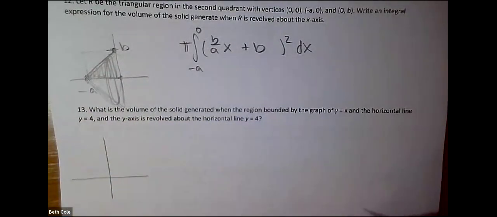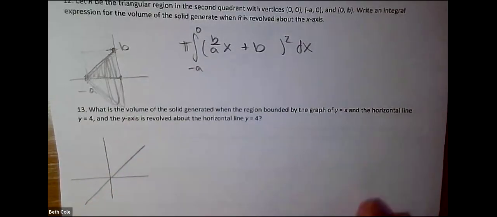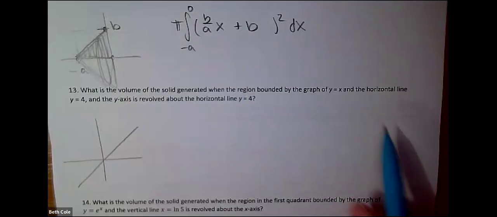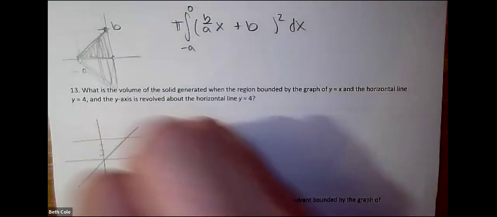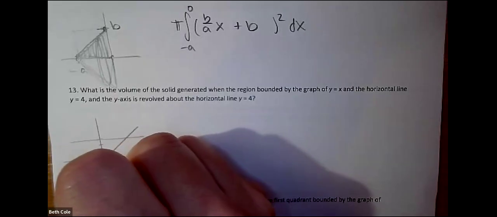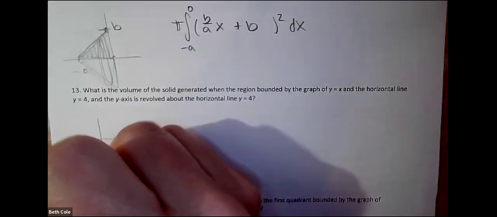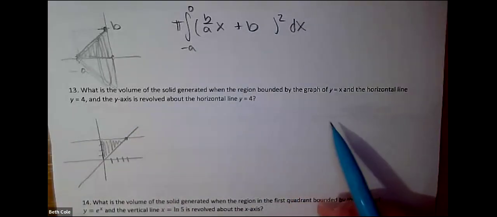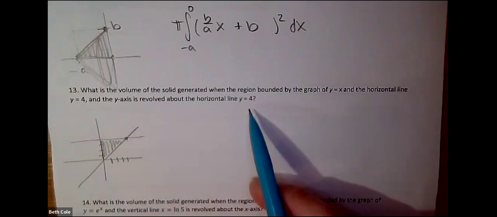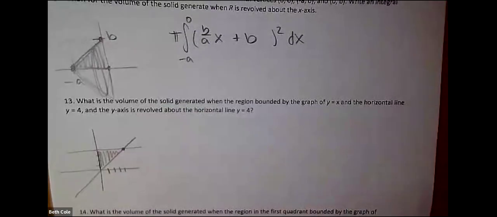I'm going to need to see what that looks like. All right, y equals x is going to just be this line. It goes through the origin, slope of 1. Horizontal line y equals 4 is going to be right here. They're going to intersect at 4, 4. So right there. And the y-axis. So this is our triangular shape. And we are revolving around the horizontal line y equals 4. So this is the line that we're revolving around.